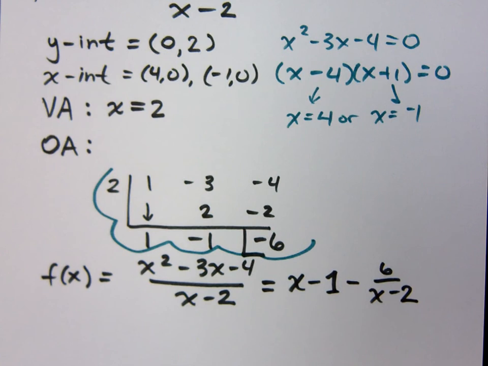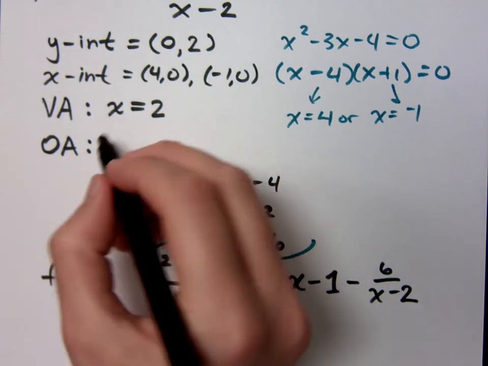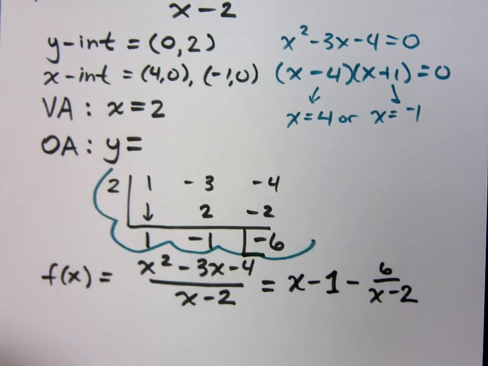So what I'm trying to say is that as x gets really, really large, this remainder piece is going to go away. It's going to become insignificant. So ignore it. Your oblique asymptote will take the form of y equals what? y equals 1? Or how about y equals x minus 1?